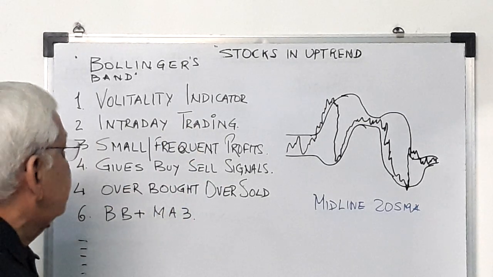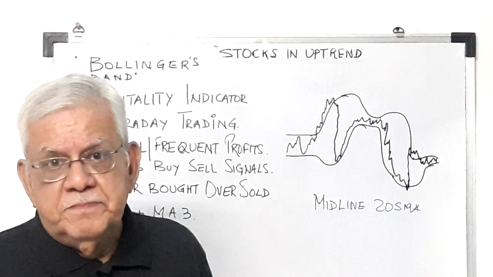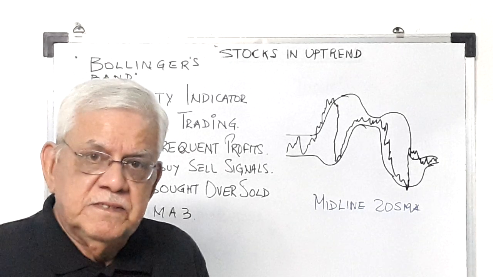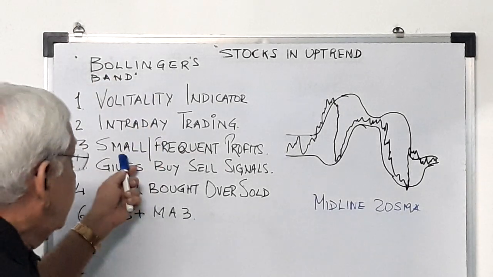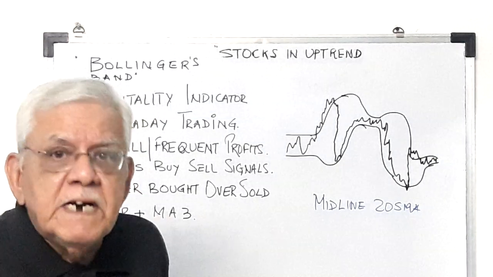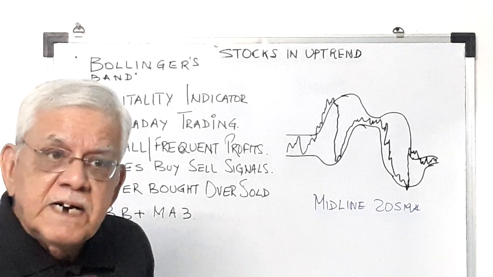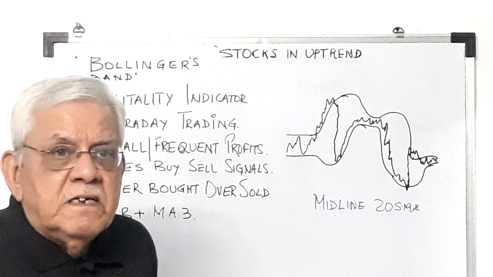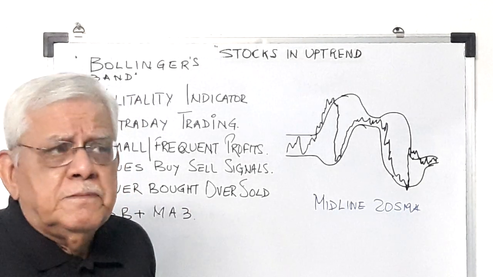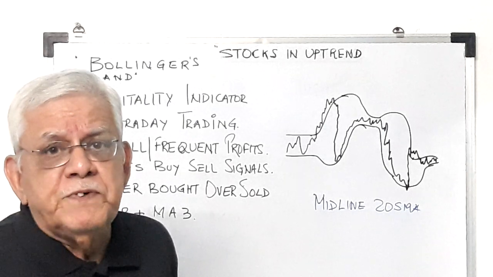Friends, Bollinger Band is actually a volatility indicator. I will say it is specially designed for intraday trade. This indicator is already in your software. You need not change anything in this. Bollinger Band gives small profits repeatedly. That is why Bollinger Band is made. It is made for small profits only. Sometimes you get big profits also.